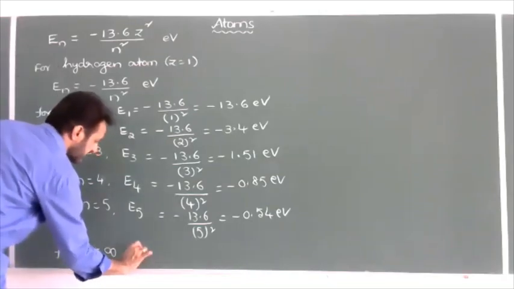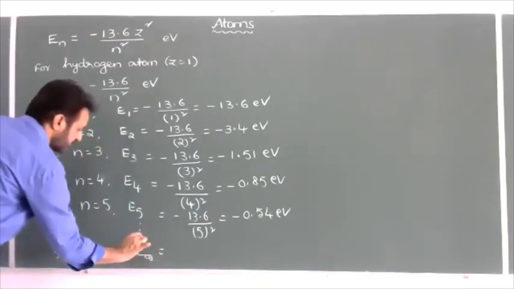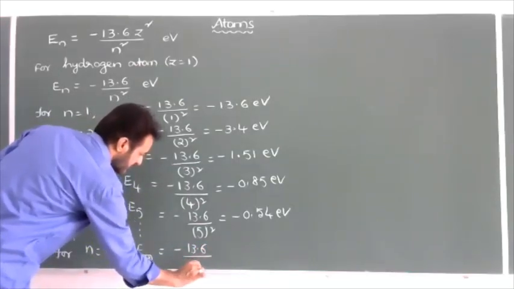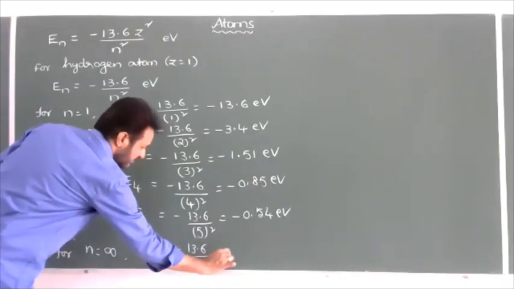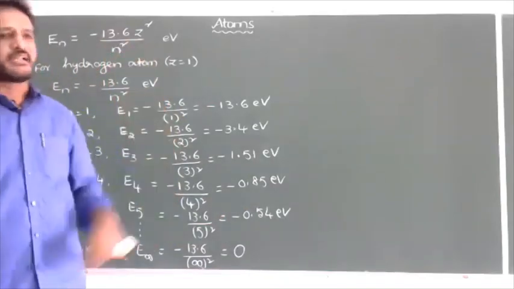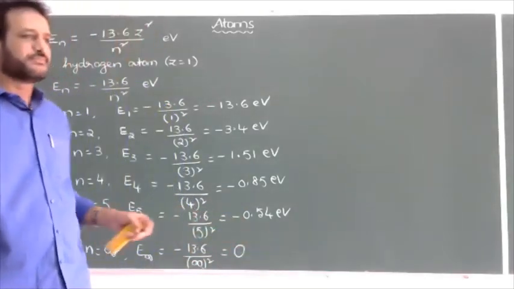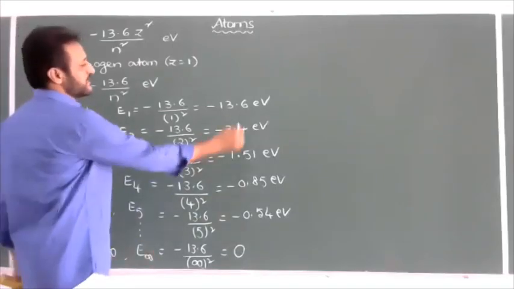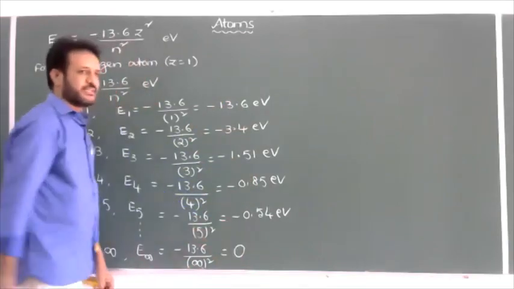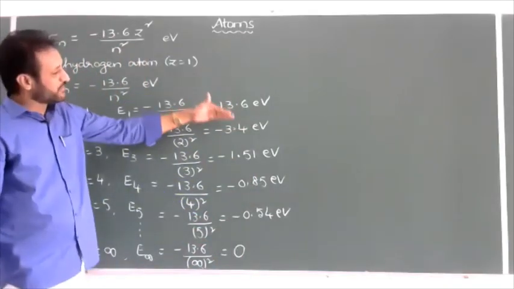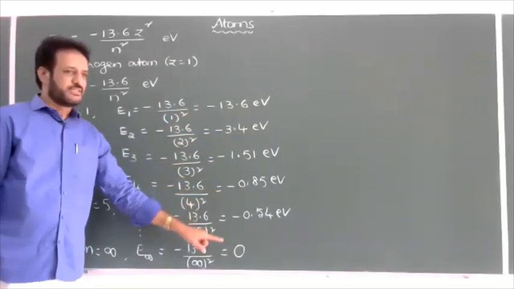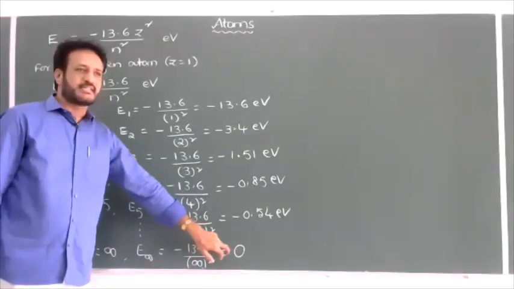The energy of electron in the infinite orbit is equal to minus 13.6 by infinity square. Something divided by infinity is almost 0. So the energy of electron in the last, infinite orbit is equal to 0. So the starting energy of electron is minus 13.6, but in the last orbit it is 0. As we go from lower to higher orbits, 1, 2, 3, 4 and so on, energy gradually increases. So in the last orbit, the energy of electron is the highest.